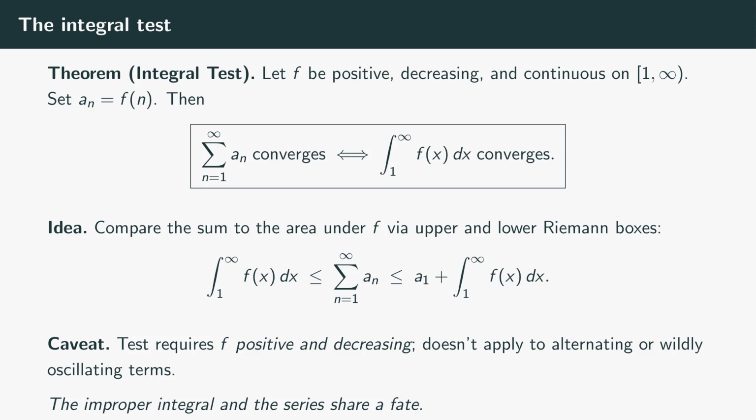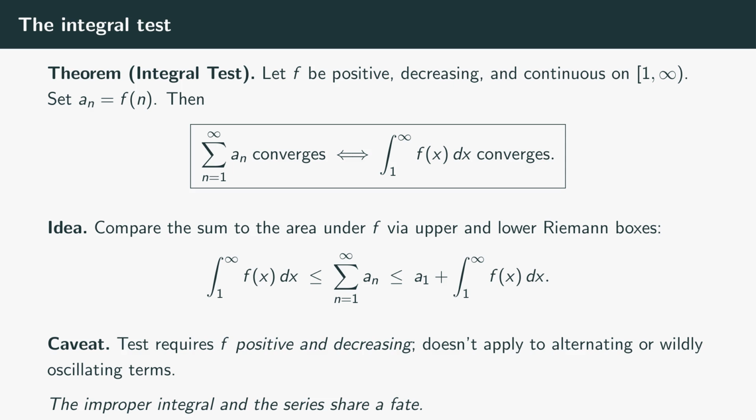First new test, the integral test, statement. Suppose f is a positive, decreasing continuous function on the interval from 1 to infinity, and your series terms are samples of it, a sub n equals f of n. Then the sum of a sub n converges if and only if the improper integral from 1 to infinity of f of x dx converges. The sum and the integral share a fate. They live or die together.